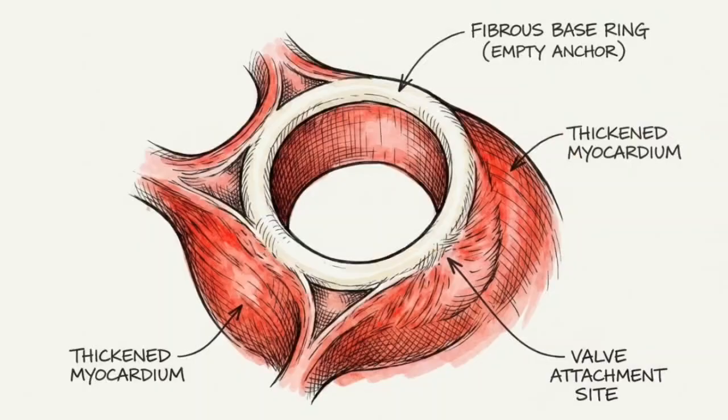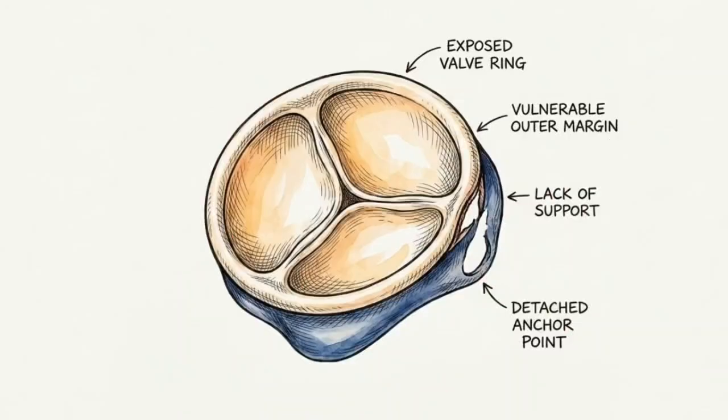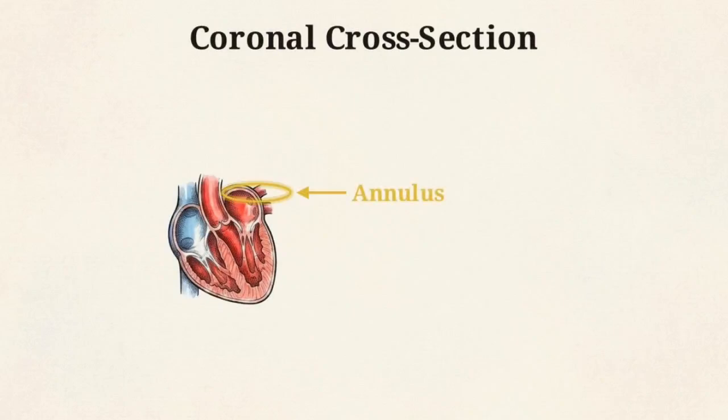The second major failure pathway is extrinsic support failure. A perfectly healthy valve can still fail if its surrounding moorings give way. This coronal cross-section allows us to examine the vertical support structures. Notice the bright white area glowing at the base of the valve. This is the annulus. The annulus is the fibrous anchoring ring that holds the valve cusps in tight, proper alignment.